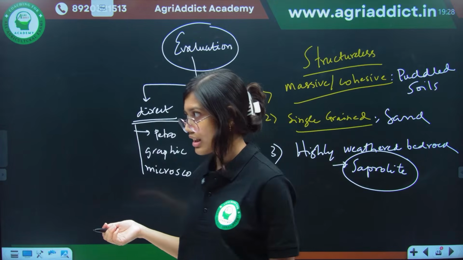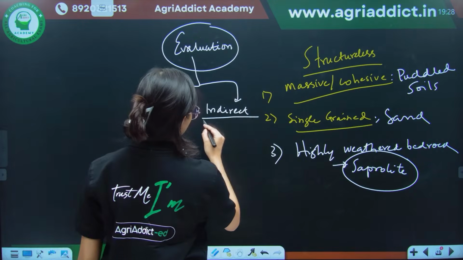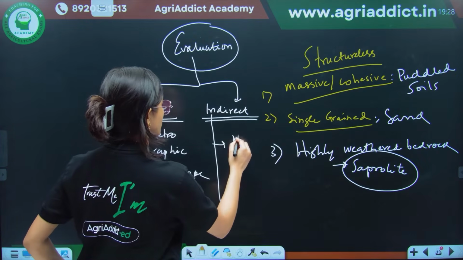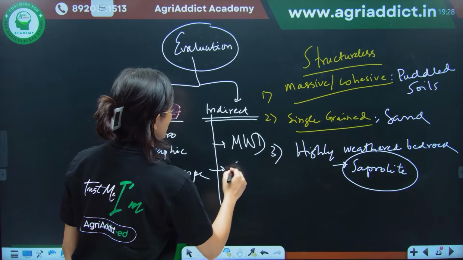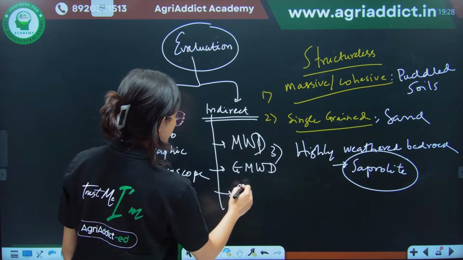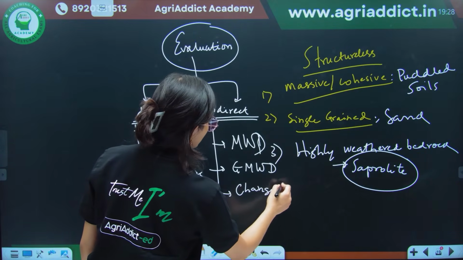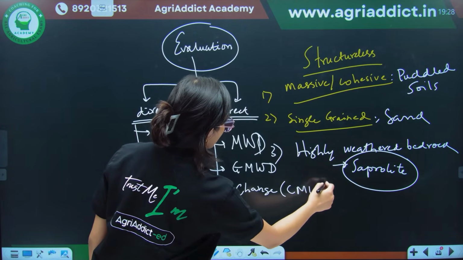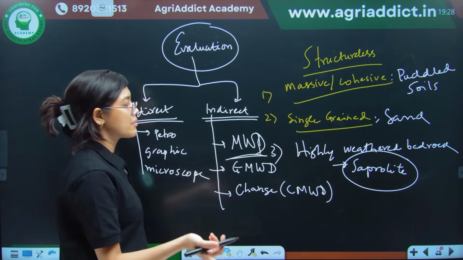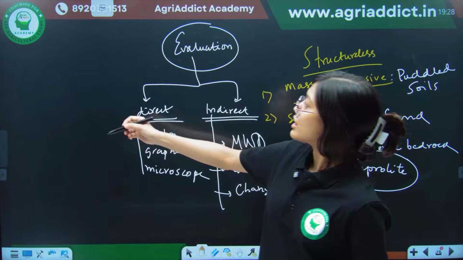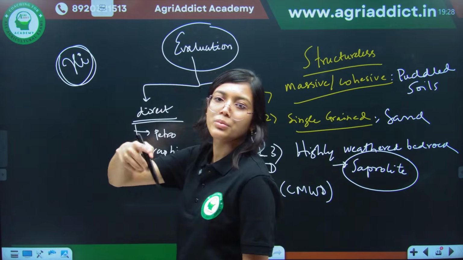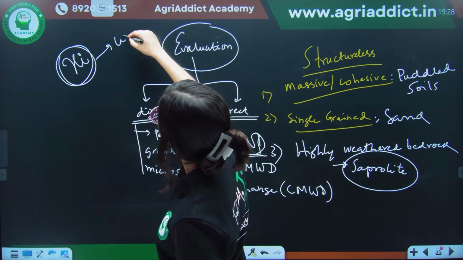But if you want to do it by an indirect method, then you have to work out several coefficients. The first one is mean weight diameter. The second one is geometric mean weight diameter that you can find out. And then we can have change in mean weight diameter, that is CMWD, that you can also follow. Whenever it is mean weight diameter, suppose you have a soil, suppose you have Xi, that is the percentage of different aggregates or proportions of aggregates having a weight of Wi.